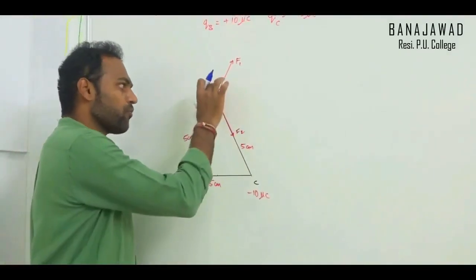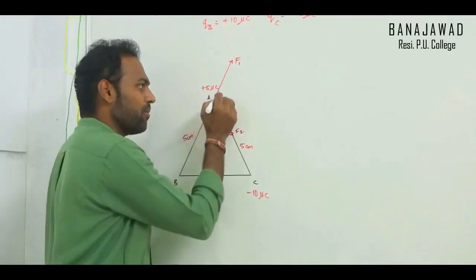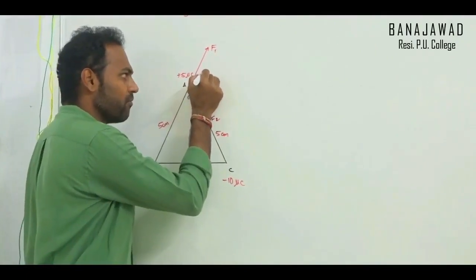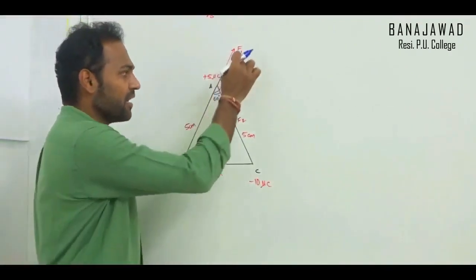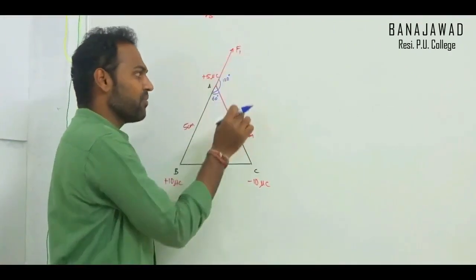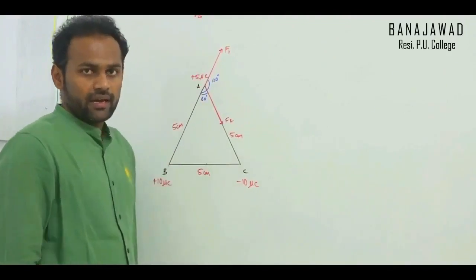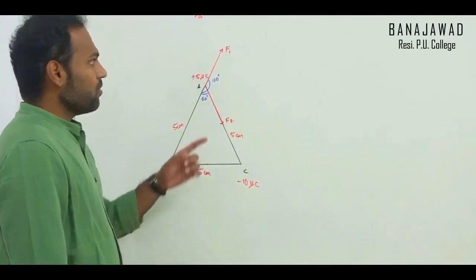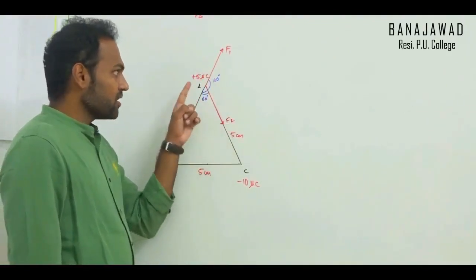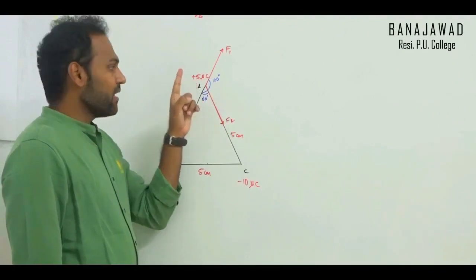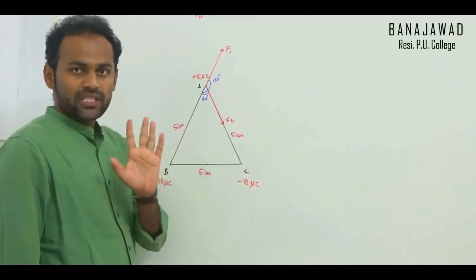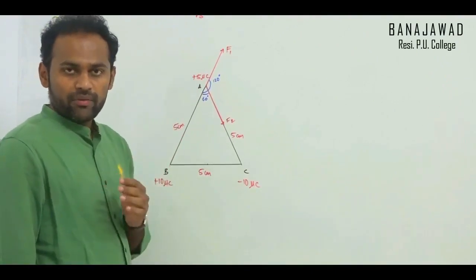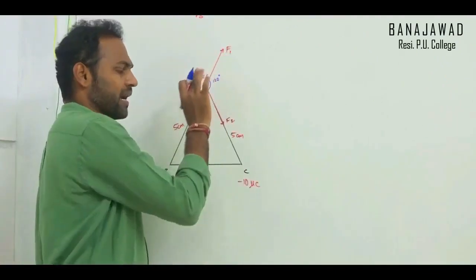Okay, out of 180, if I remove 60, how much angle will be remaining here? It will be 120 degrees. So we got to know the angle between F1 and F2. The angle between F1 and F2 is 120 degrees. So we got to know the two forces acting on the charge plus 5 microcoulomb and the angle between them.